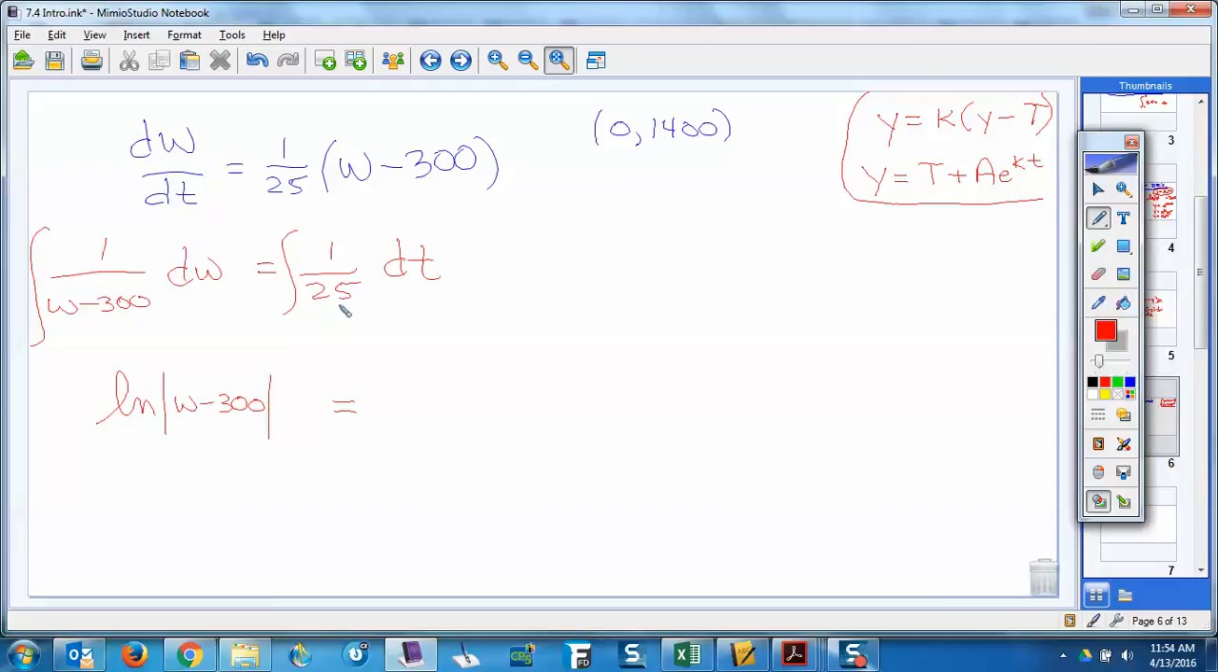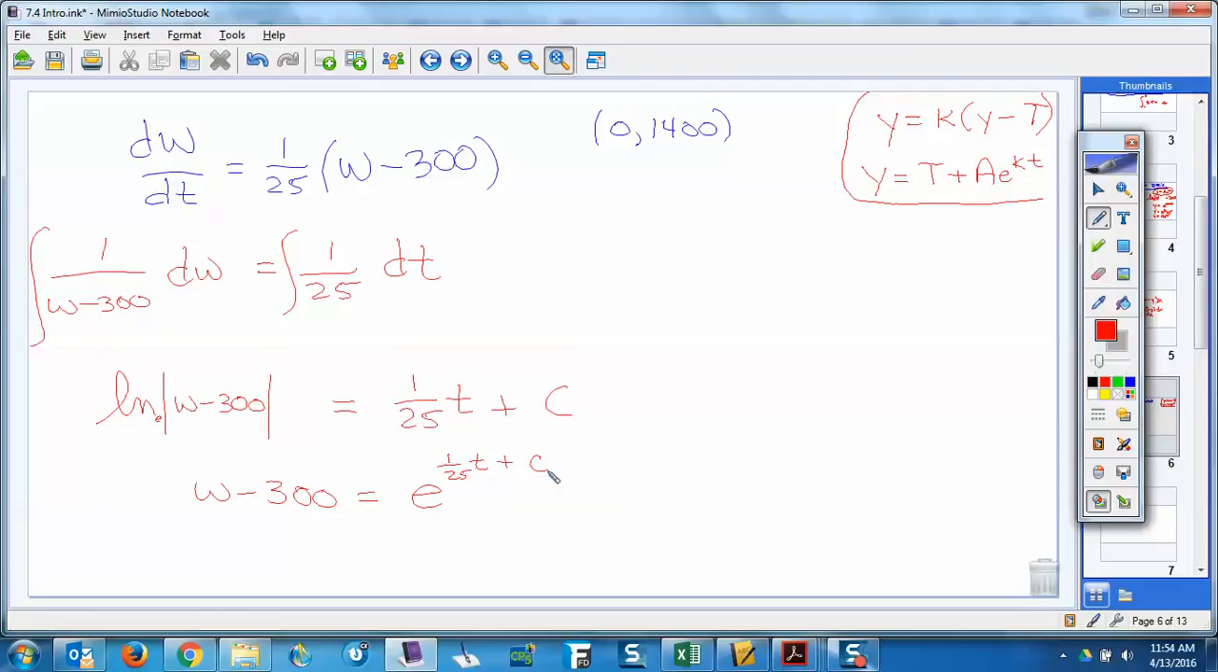And then what's the antiderivative of 1/25th? 1/25th t, plus c, right? With respect to t this time. So it's 1/25th t and then plus c. Okay, and so how do we solve this for w? e raised to that equals that. So w minus 300 would equal e raised to the 1/25th t plus c.